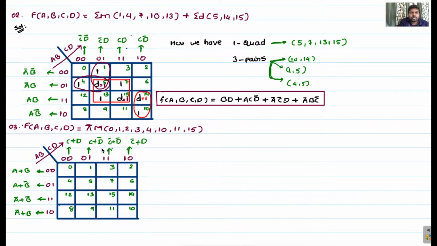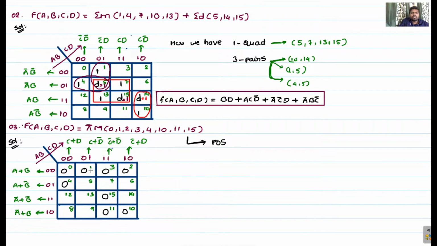So, the next problem is f of a comma b comma c comma d equals pi m 0 1 2 3 4 10 11 15. So the given one is a product of sums. Now you can indicate the function values with 0 in these square boxes. They are providing 0 for 0, 1, 2, 3, 4, 10, 11, 15. Okay, so these are the numbers they were providing in the question.